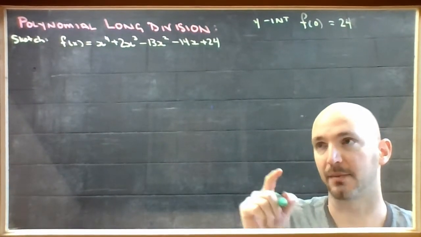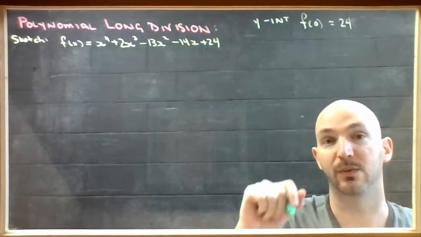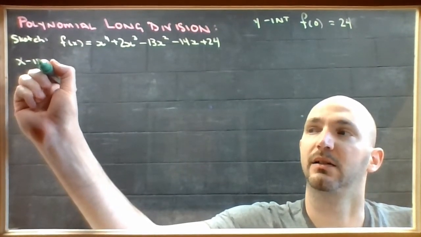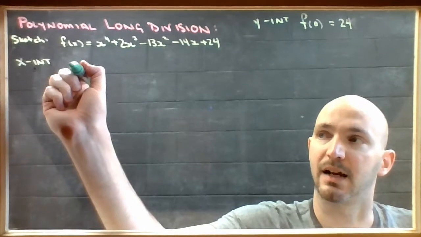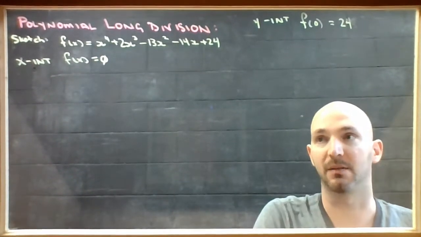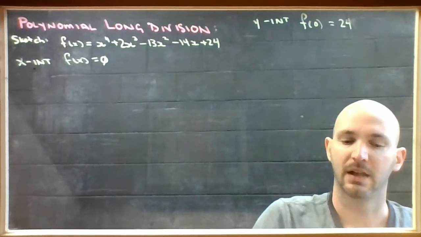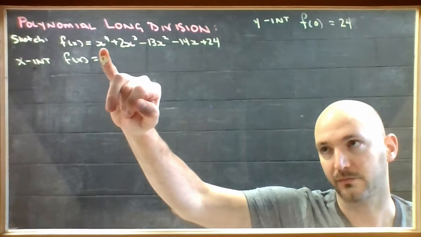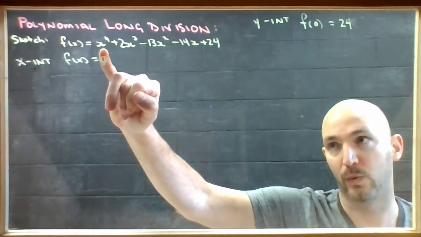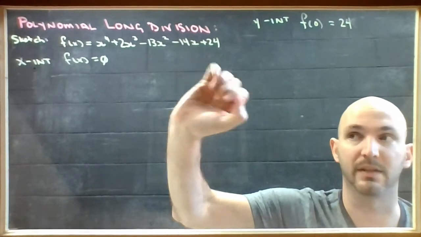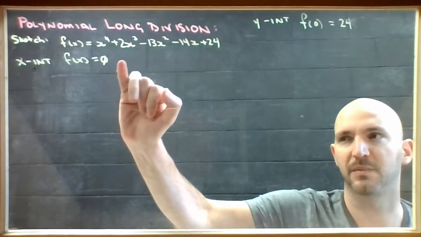Now x-intercepts happen when this function equals 0. So the trouble with these is I'm going to have to start guessing to see if I can find a number that works. So if I were to try 1, 1 to the power 4 is 1. 1 cubed is 1. 1 squared is 1. 1 is just 1. So this would end up being worth 1.